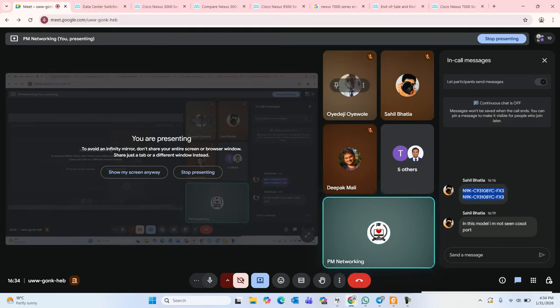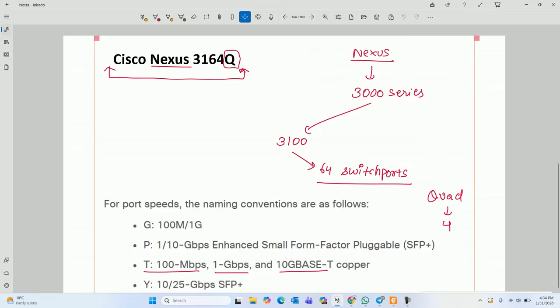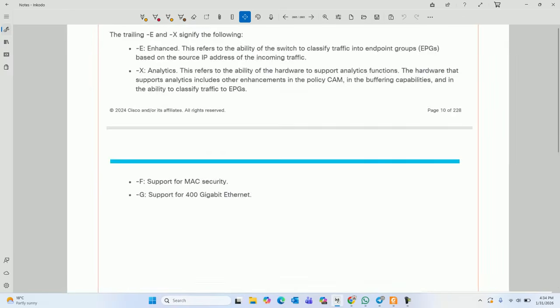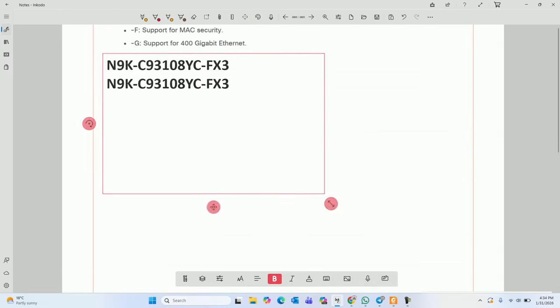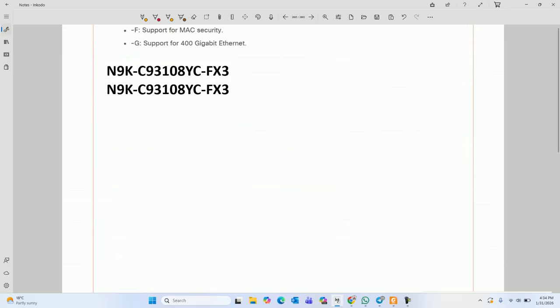Okay, this one. Actually, I was also about to come to this example. This is very interesting. So in this case, these are the names, right? If you look at this, it's 93. It means the main series of the switches is the 9000 series, but it is from the 9300 family. But after this you see 108. So does it mean that this switch has 108 interfaces? No. It does not mean that this switch has 108 interfaces.